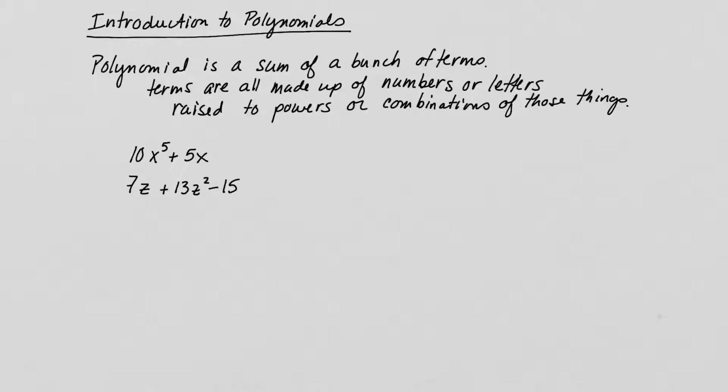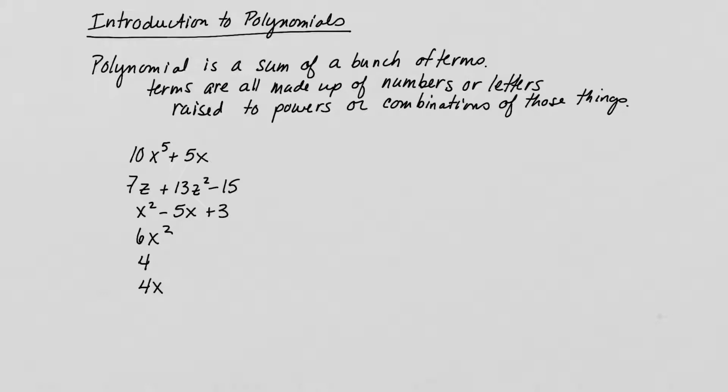Here's another example. X squared minus 5x plus 3. Even something as simple as, say, 6x squared. Even something as simple as 4. Or, say, 4x. All of these are examples of polynomials. Okay, a polynomial usually has more than one term, but these last three examples here, they only have one term, and that's okay.